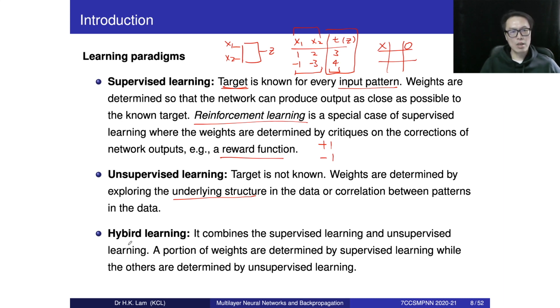Hybrid learning is a combination of supervised learning and unsupervised learning. That means in some layers we are going to use unsupervised learning to find the connection weights, and in some other layers we are going to use supervised learning. We are going to talk about this in the radial-basis-function neural network.